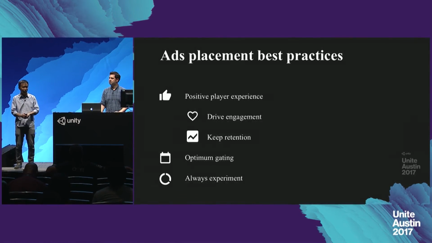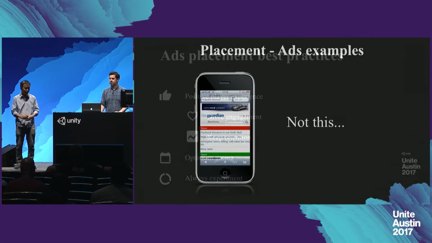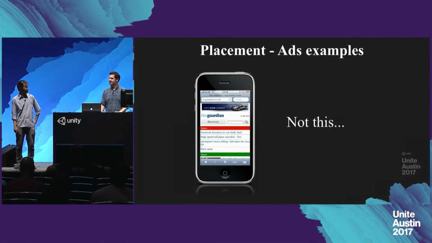Last but not least, don't forget to always experiment, because it's hard to get this right the first time. If you experiment with different surfacing and different placement options, like when I'm out of coins, when I'm out of energy, when I'm idle, this will allow you to discern which placements work best for your game. This is an example of a bad placement. You can see that this is the classical ad banner somewhere at the top.